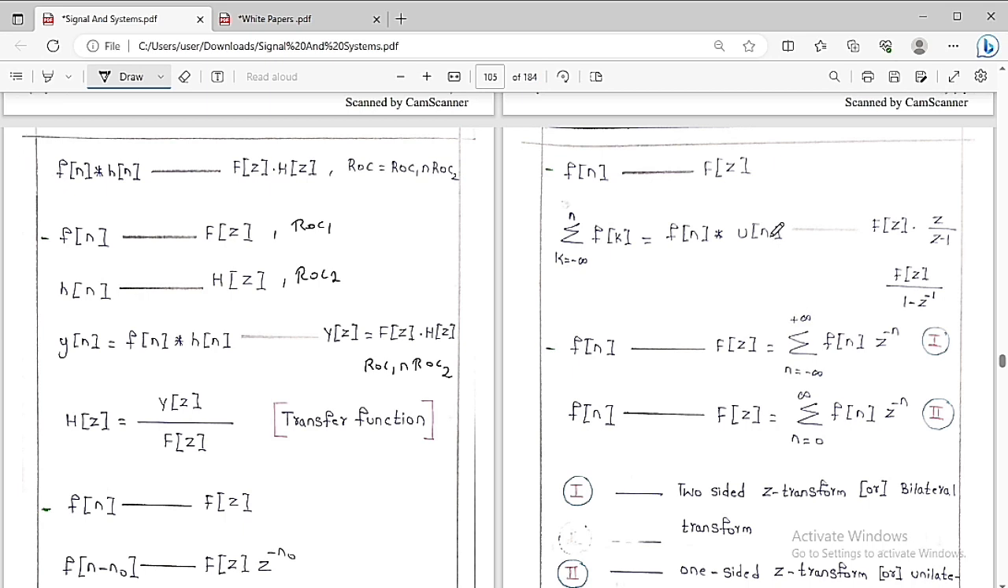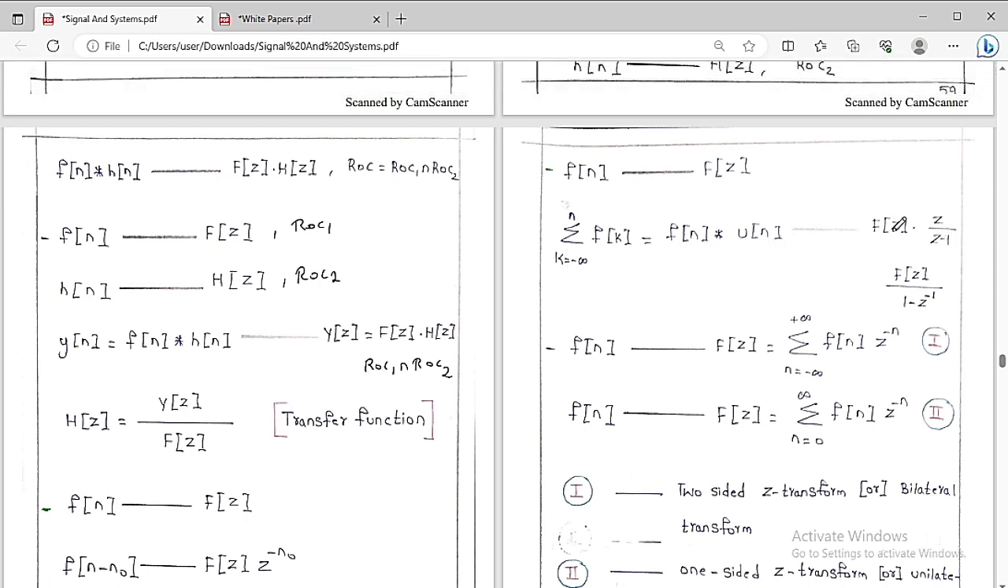I have already told you that convolution in the time domain becomes a product in the z transform. So it will become f of n's z transform, f of z, and u of n's z transform, z by z minus 1. Just now we have discussed that: for u of n, the z transform is z by z minus 1. Do the multiplication of these two things, and we are going to get f of z by 1 minus z inverse. So this is the overall z transform of this signal.